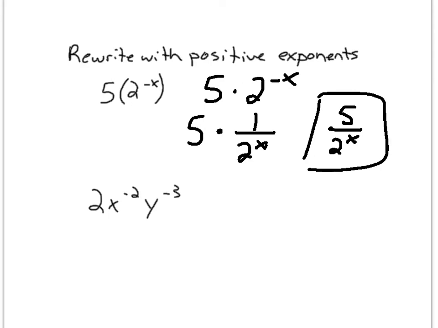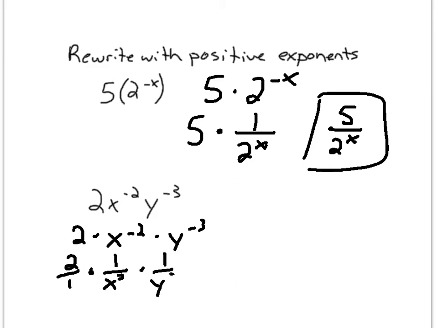Okay? Well, on the second example, again, this is like 2 times x to the negative second times y to the negative third. So anything with negative exponents, we make the reciprocal and make it a positive exponent. Well, the 2 is going to stay. So it's like 2 over 1 times x to the negative second becomes 1 over x squared, times y to the negative third is 1 over y to the third.